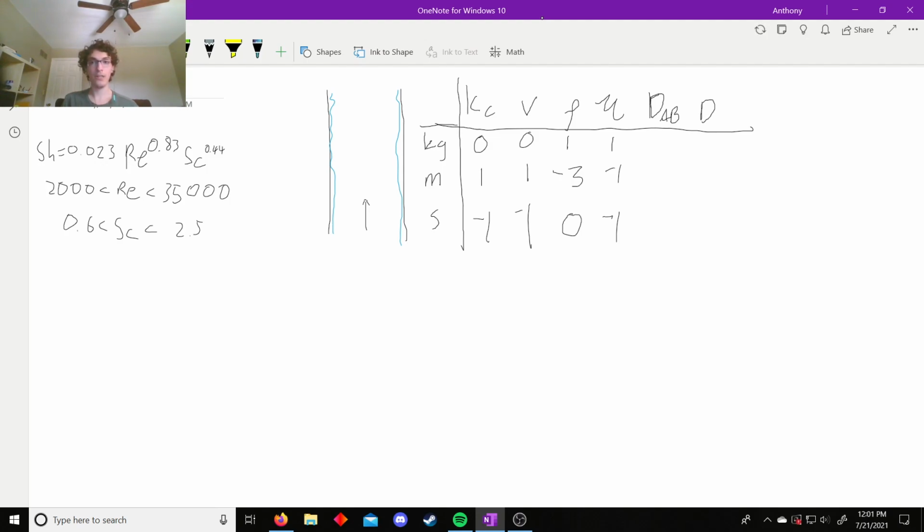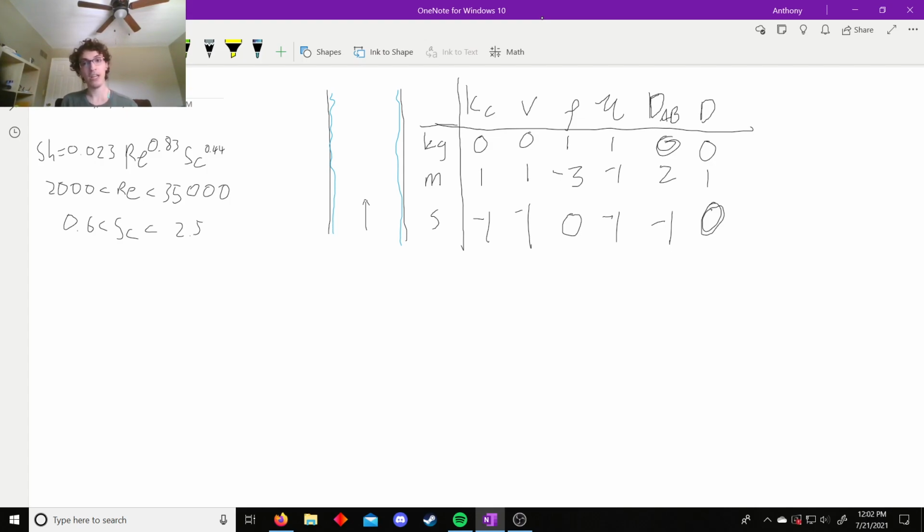For our diffusivity, that's going to be meters squared per second, so kilograms does not appear. Meters, since we have meters squared on top, it's going to be the power of 2, and per second as -1. And finally, our characteristic length is only meters. So this is our matrix that we use to describe this problem here, using these variables.